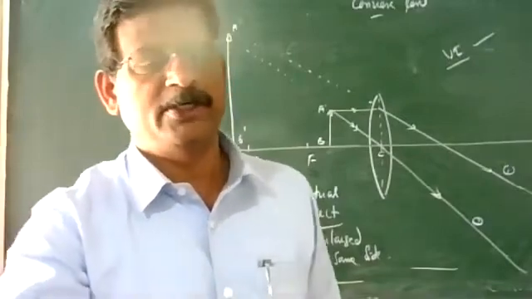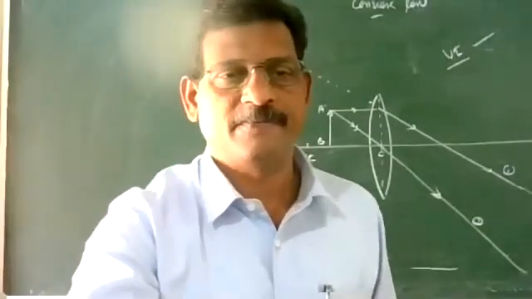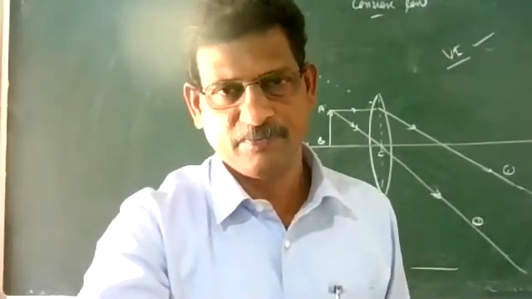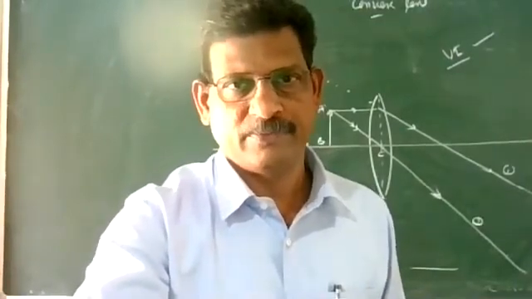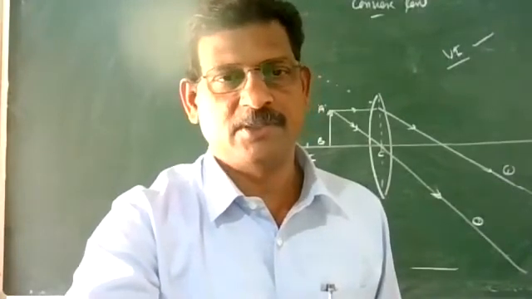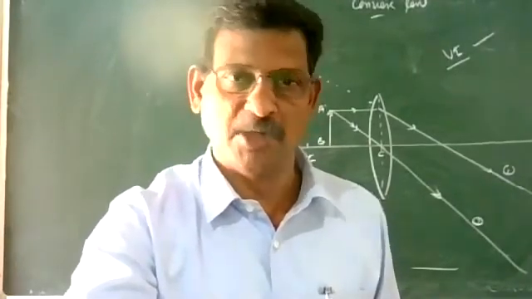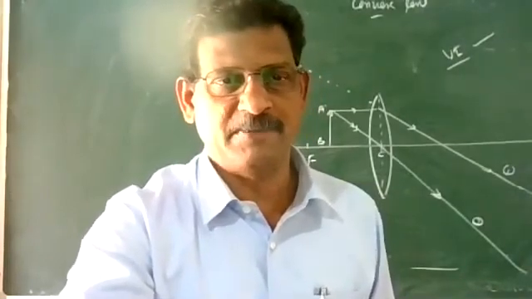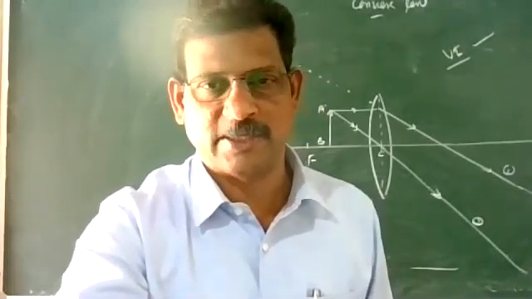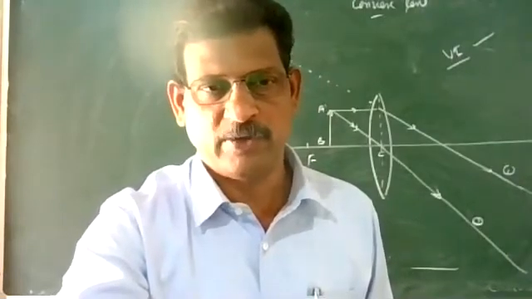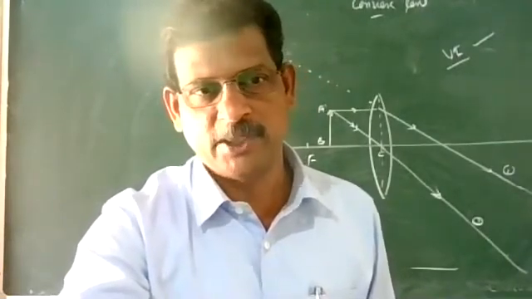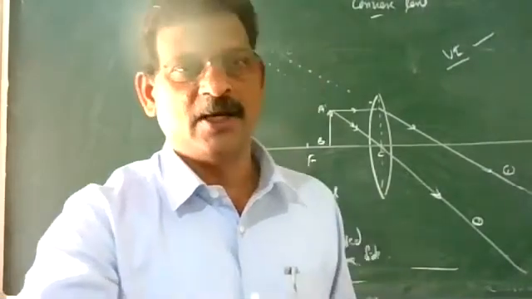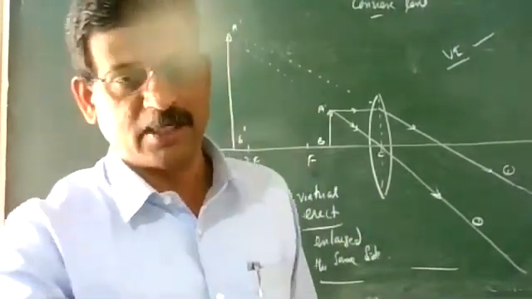So first position is when the object is at infinity, the image is at the focus, real, inverted, and very, very diminished. A little closer, beyond 2F, image is real, inverted, between F and 2F, diminished. At 2F, real, inverted, of same size, formed at 2F on the other side. Next one, object between F and 2F, real, inverted, magnified image is formed beyond 2F. When the object is at focus, we get a real, inverted, highly magnified image at infinity.